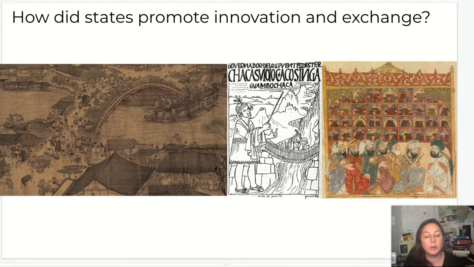Another question you're going to want to be able to answer is how did states promote innovation and exchange? And what you're really going to look at here is cities. Where are there these really powerful cities where there's a lot of different diverse groups coming together and sharing ideas? The two best examples are in this picture over on the left, the Song Dynasty was incredibly urban.